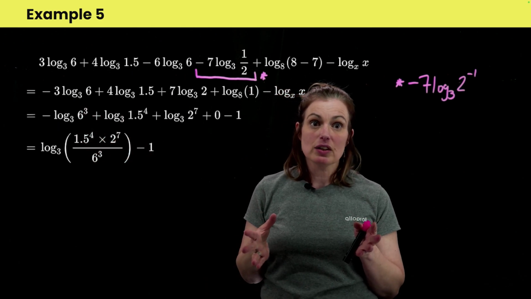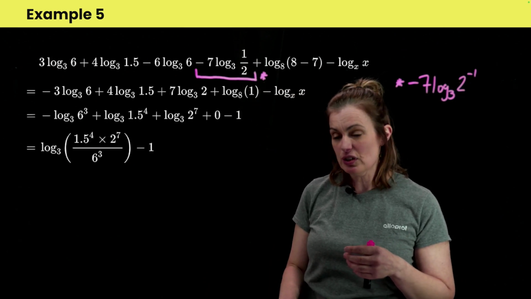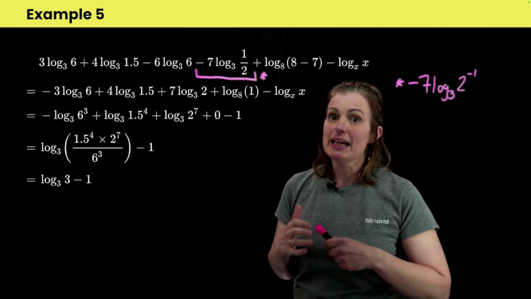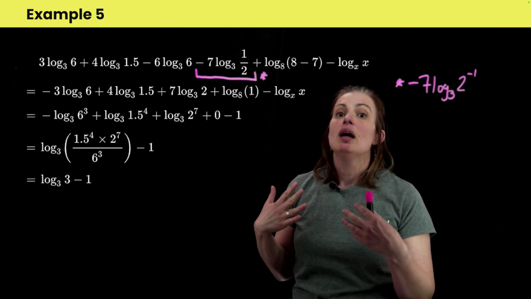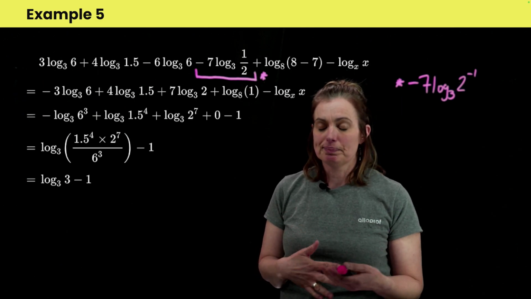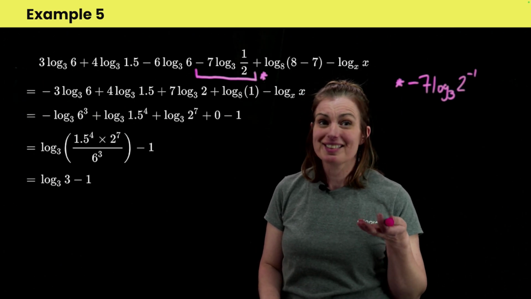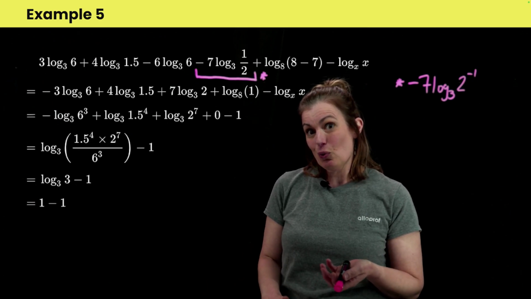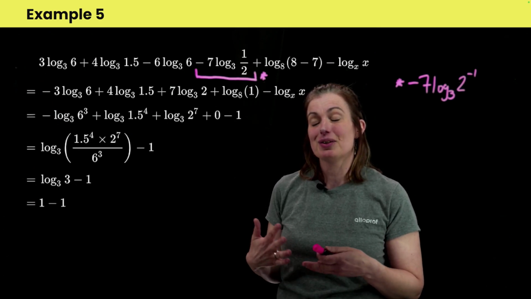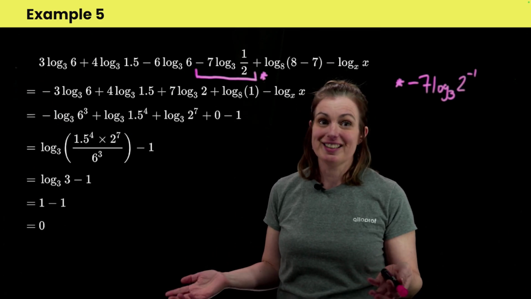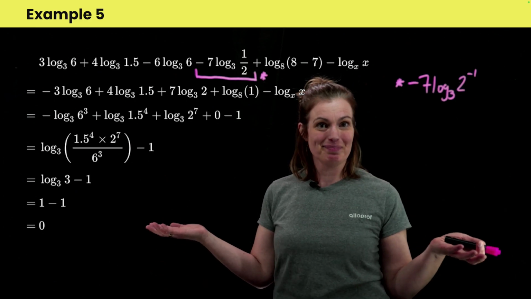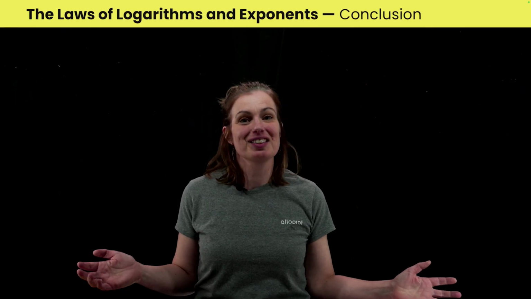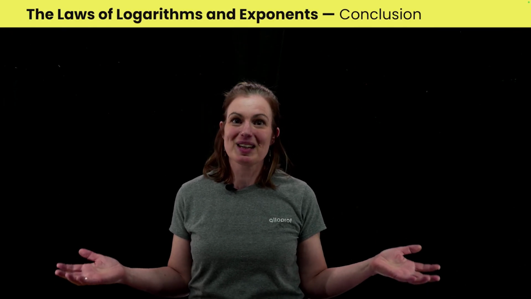I, of course, can get the numerical value of that expression, so I'm going to go ahead and do that. And I end up with log base 3 of 3 minus 1. Of course, when I have a base and an argument that are the same, my answer is 1. So ultimately, what I have here is 1 minus 1, which is 0. And I'm done. So this concludes our second video on the laws of logarithms and exponents.